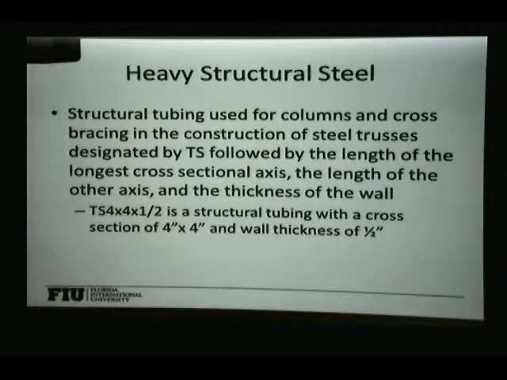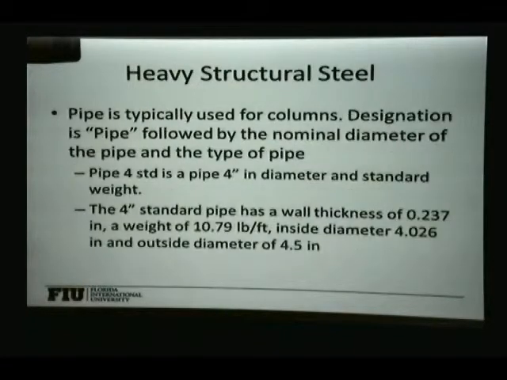The tubing is TS, followed by the longest cross-sectional axis. So TS 4 by 4 by a half, it's a structural tubing that has a cross-section of 4 by 4 and a wall thickness of 1/2 inch.